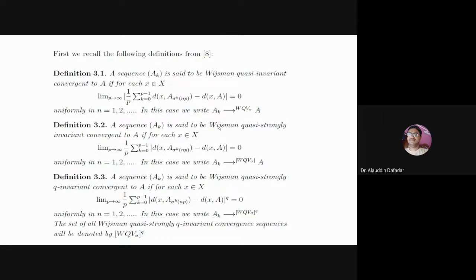Then we introduce it for double sequences. A sequence A_k is said to be Wijsman quasi-invariant convergent to A if the limit as p tends to infinity of 1/p times the sum of d(x, A_{σ^n(p)}) minus d(x, A) equals 0, and Wijsman quasi strongly invariant if the modulus of this holds, and Wijsman quasi strongly q-invariant convergent if the power is q.